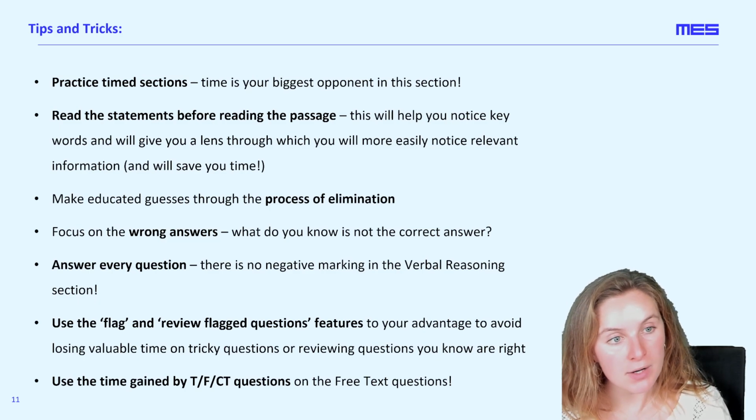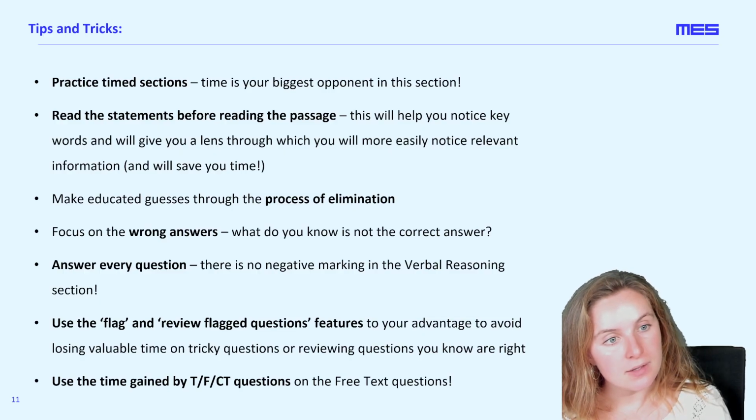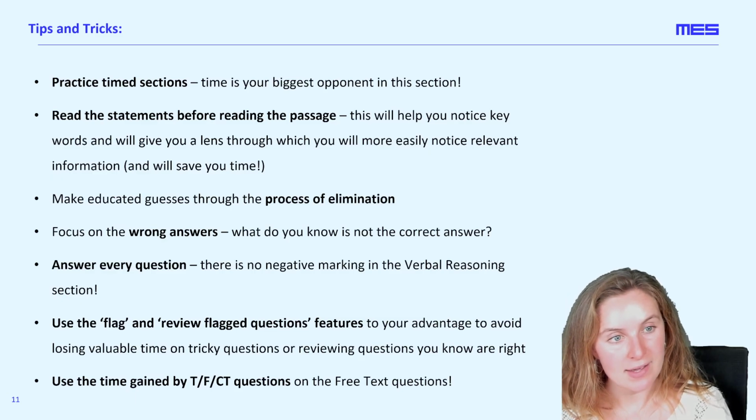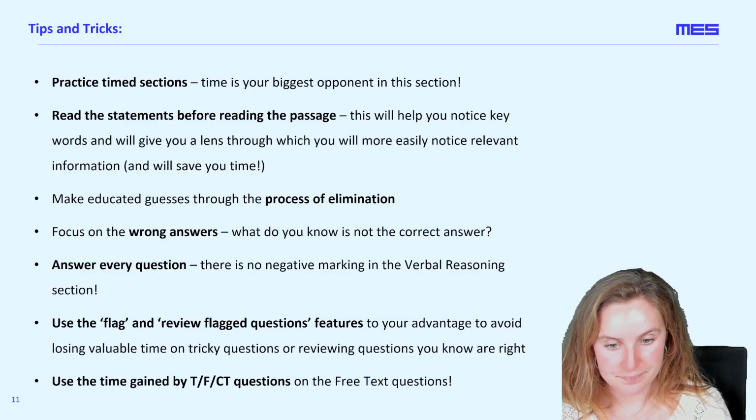There's no negative marking in the verbal reasoning section, so incorrect answers do not get minus points, but blank answers get no points. So if you have run out of time or need to make a guess, that is a good thing. Make your best choice, and it will increase your probability of getting the right answer and of doing the best that you can on this section.